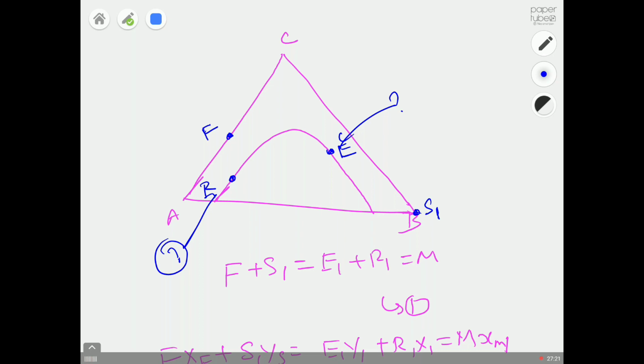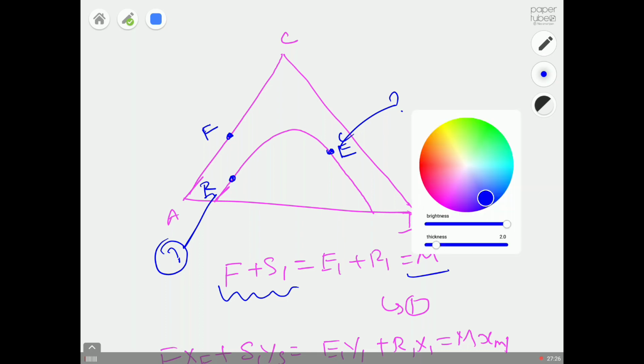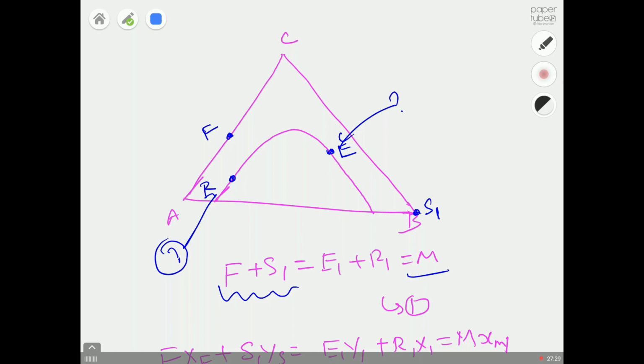So just to take the first expression, if F plus S1 is equal to M, let's draw a line, just follow the green. Maybe let me use the highlighter. Follow the highlighter. So this will be our FS1 line, and according to equation 1, what it says is F plus S1, you are mixing somewhere inside the phase separation zone, somewhere from here to here. Your M will be somewhere on this line, but we don't know where our M exactly lies.